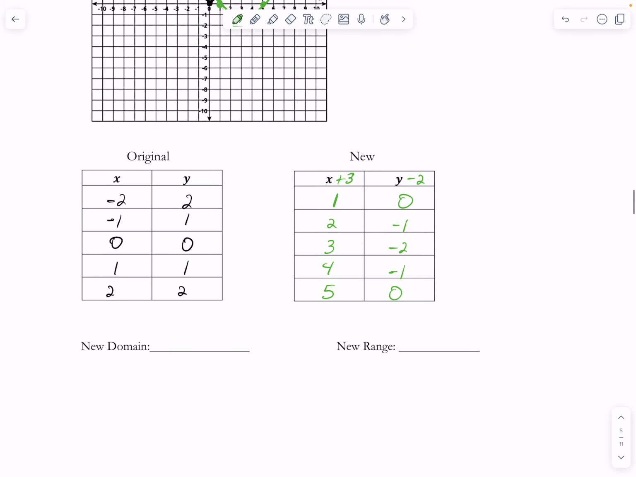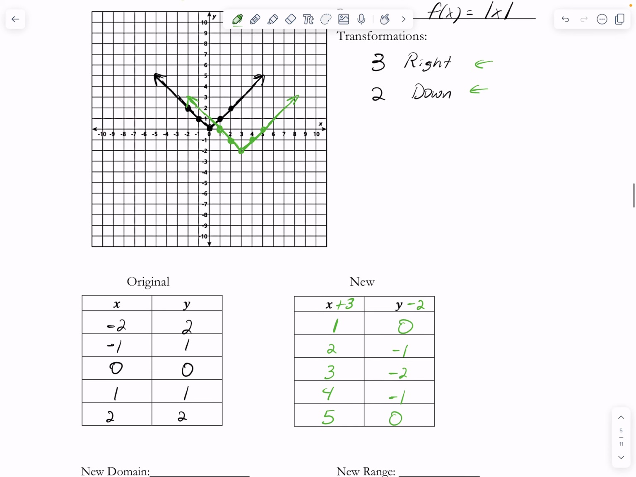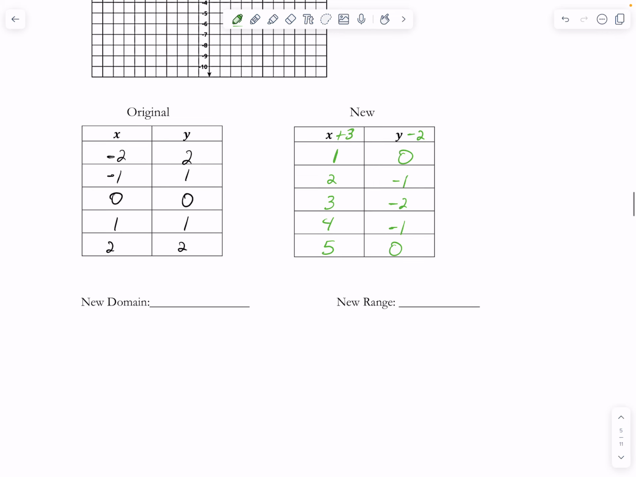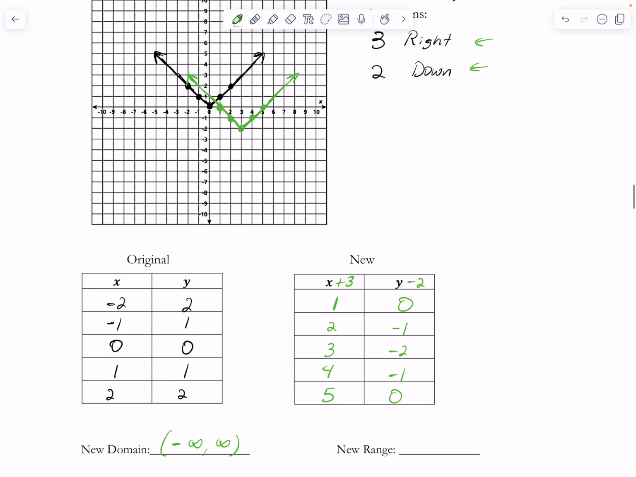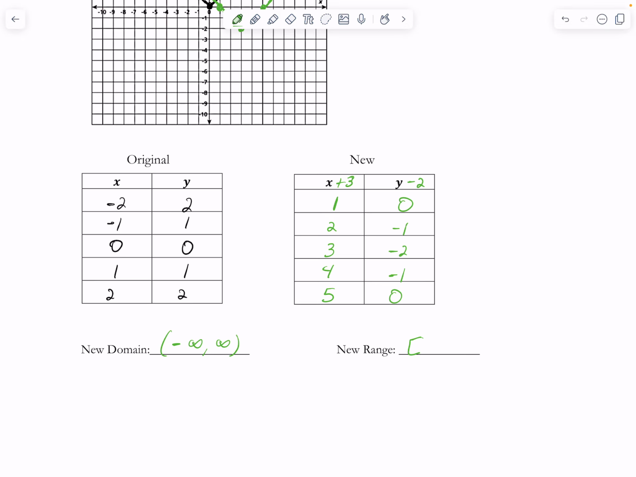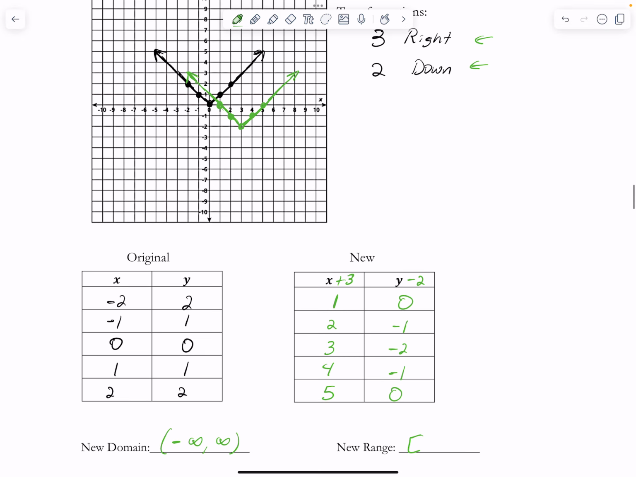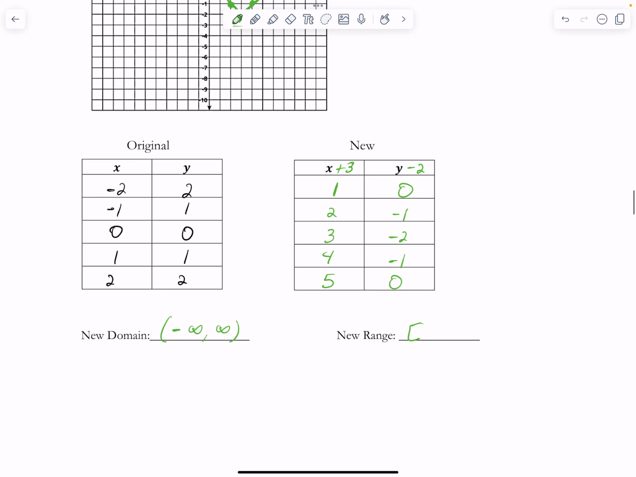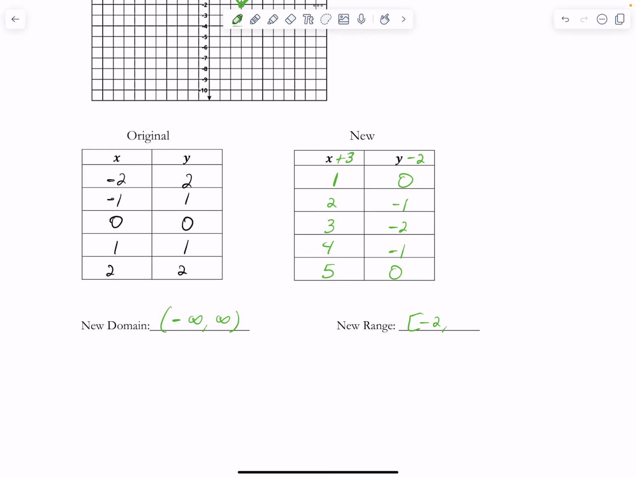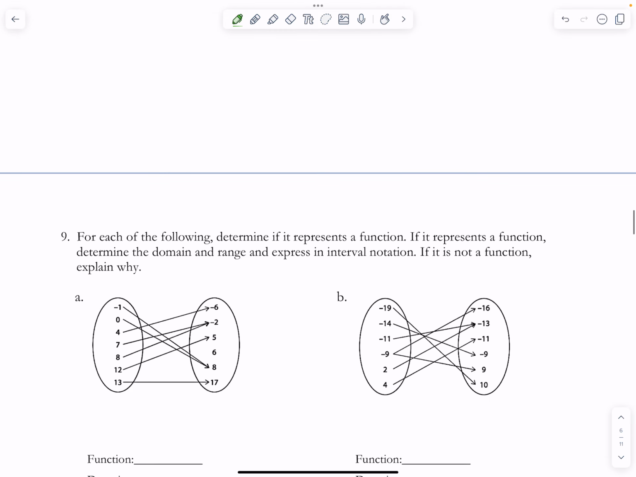Let's find the new range, new domain. The new domain is actually going to be the same as the original domain. You can plug in any x value here, so negative infinity to infinity. And the new range is different. With the original one, we couldn't go below 0. Now our lowest y value is -2, all the way up into infinity. Okay, let's keep it going.